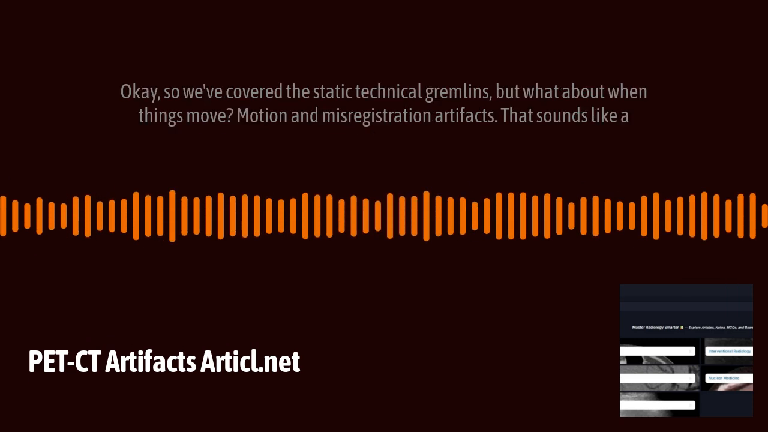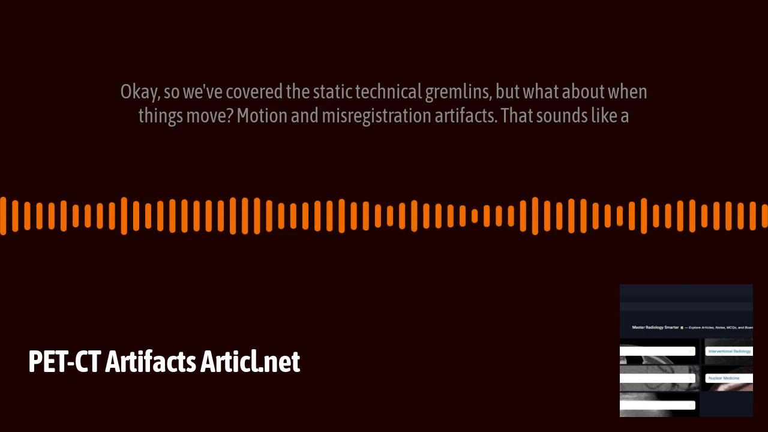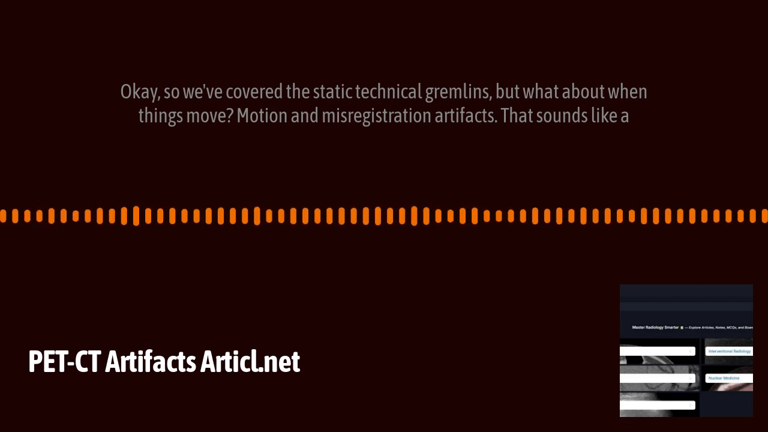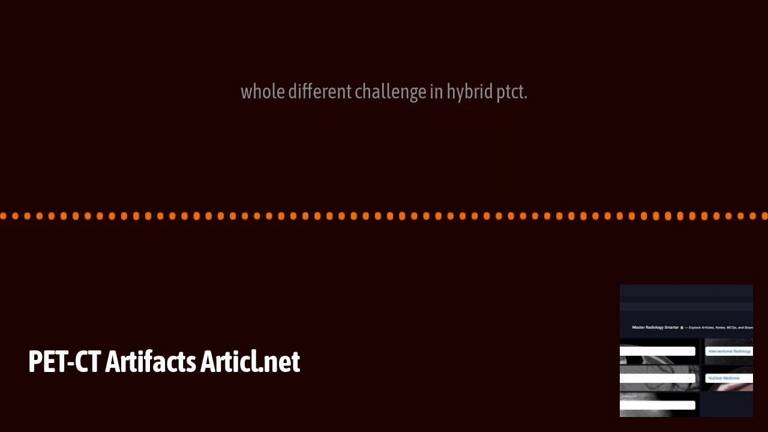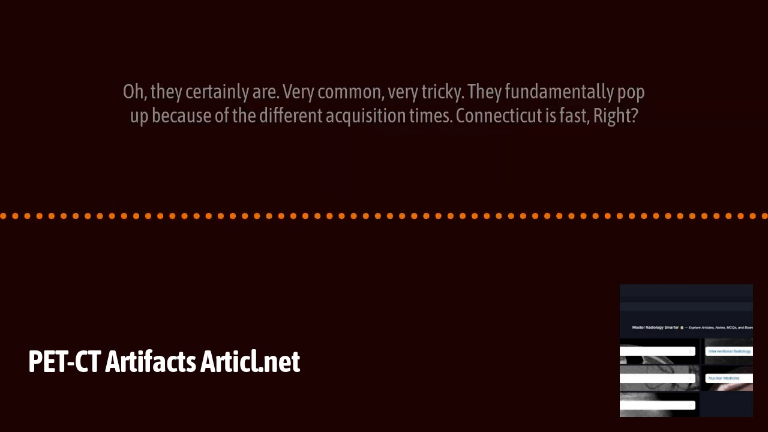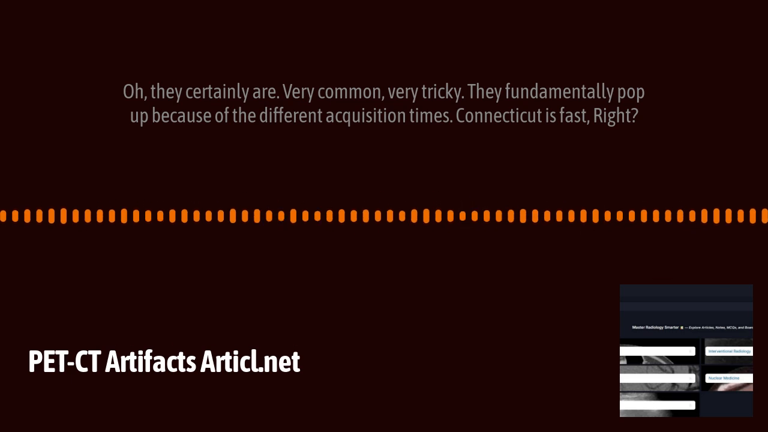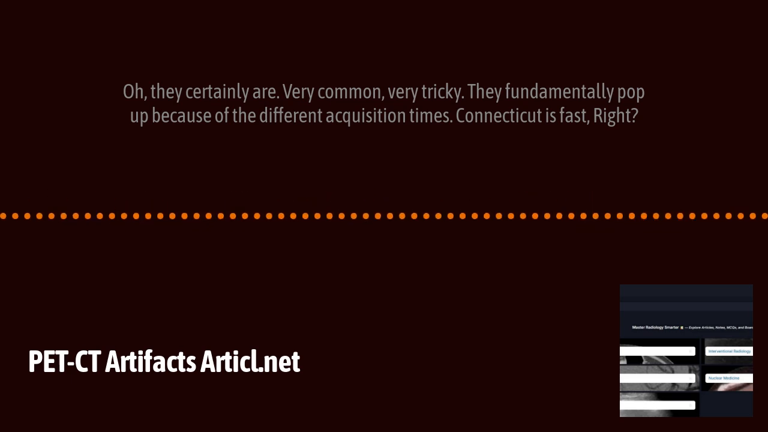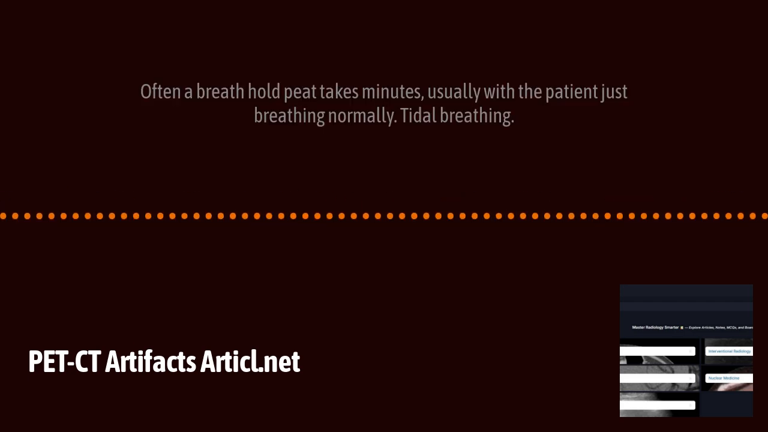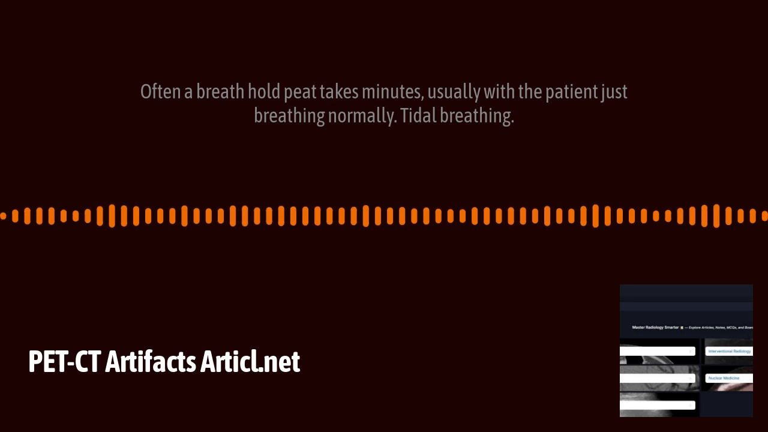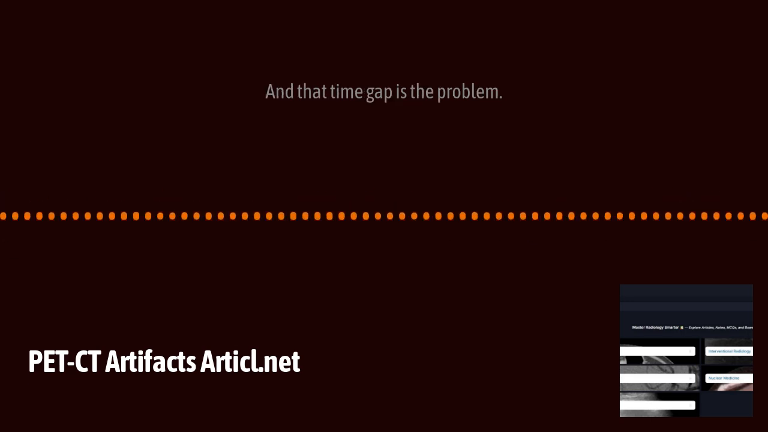Okay, so we've covered the static technical gremlins. But what about when things move? Motion and misregistration artifacts, that sounds like a whole different challenge in hybrid PET-CT. Must be pretty common. Oh, they certainly are. Very common, very tricky. They fundamentally pop up because of the different acquisition times. CT is fast, right? Often a breath hold. PET takes minutes, usually with the patient just breathing normally, tidal breathing. And that time gap is the problem.